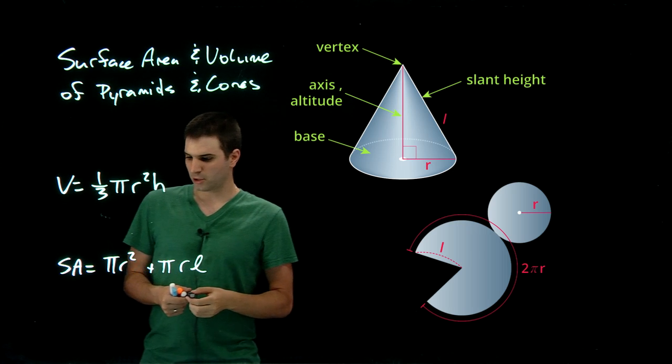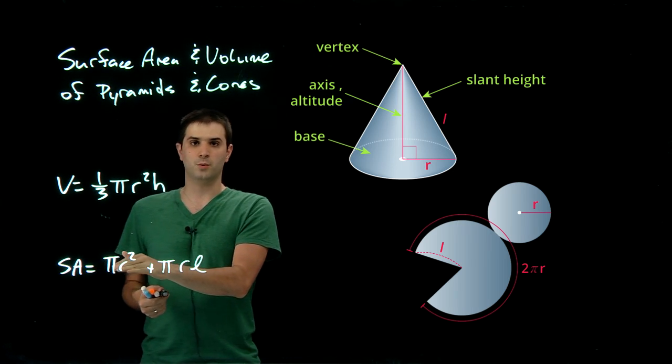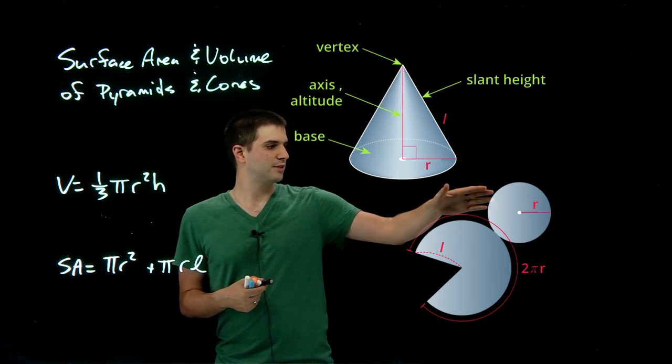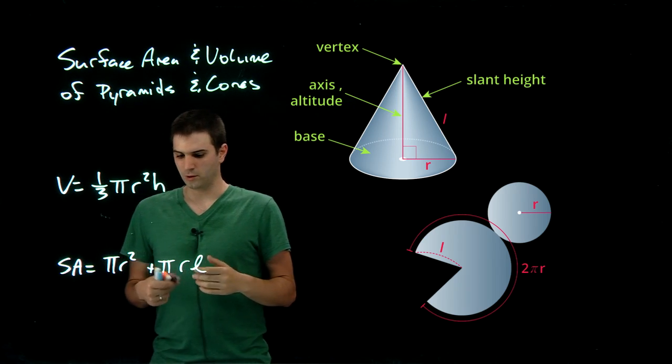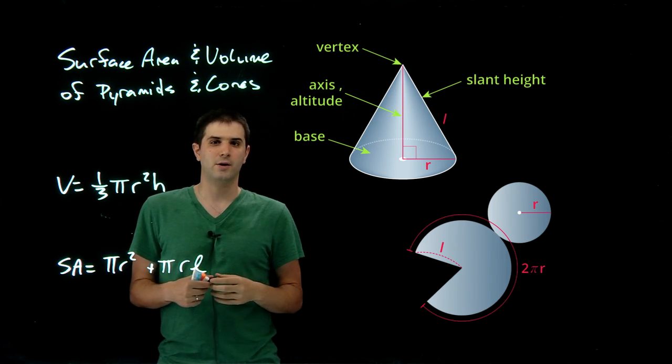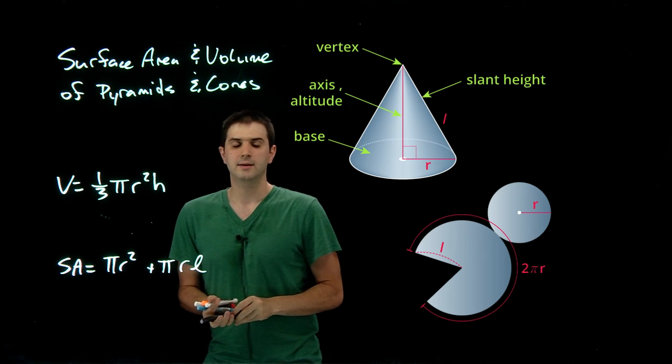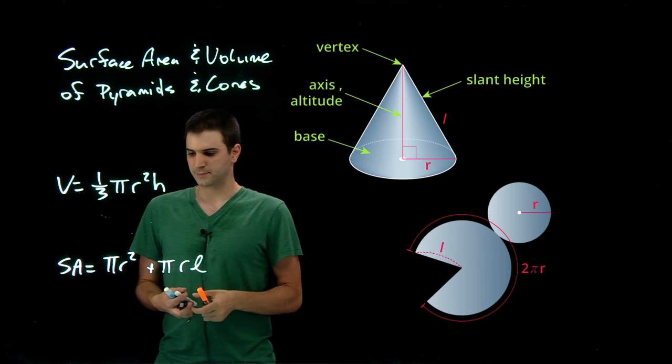Now, the surface area is a little bit different. Of course, we have pi r squared, which is going to be the base, obviously the circle, and then pi r l. Now, where does that pi r l come from? This is a little bit tricky, so let's go ahead and look at this.